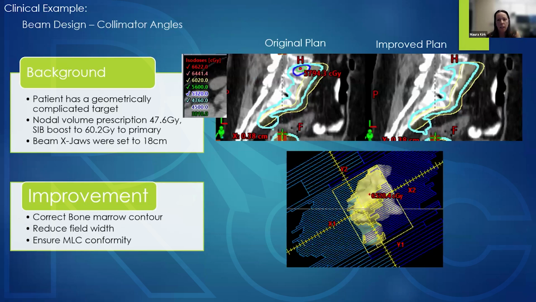So in this case, the improvements that you can make are to correct the bone marrow contour, to cover the bony anatomy to the extent of the PTV and 2 cm beyond, to reduce the field width so that the MLCs are able to close where they need to close and only be open in the area of the target. So it's helpful to play the leaves of the arc with the PTV on to see if you're encountering this issue, and ensure that the MLCs are conforming as you play that. So in the improved plan, we're able to reduce that hotspot.